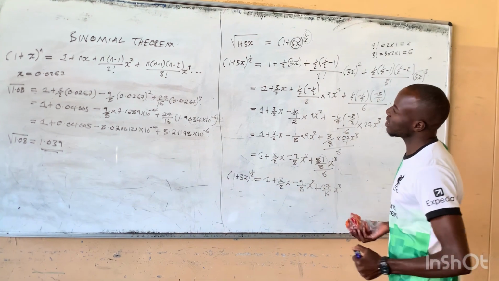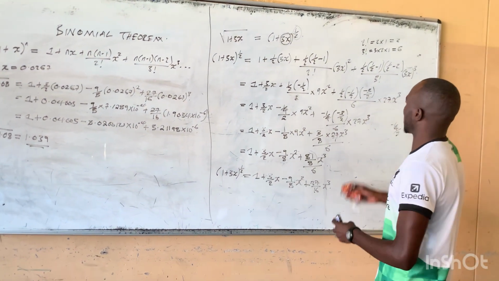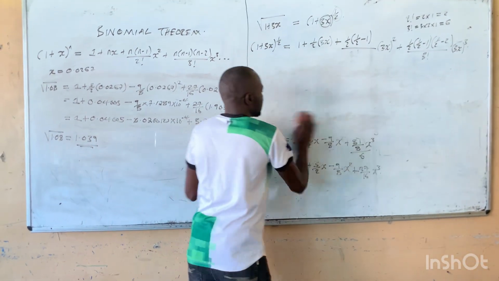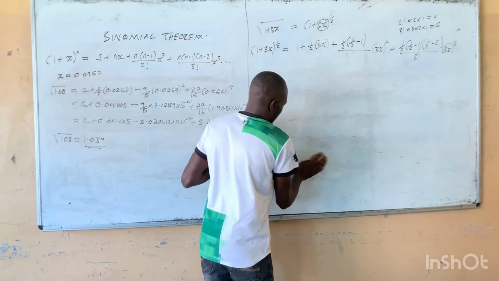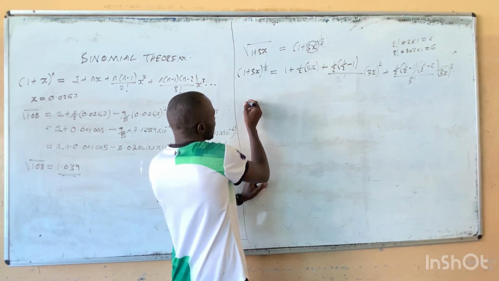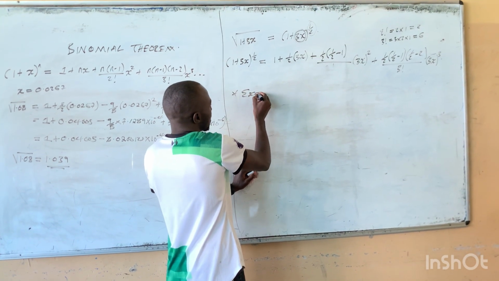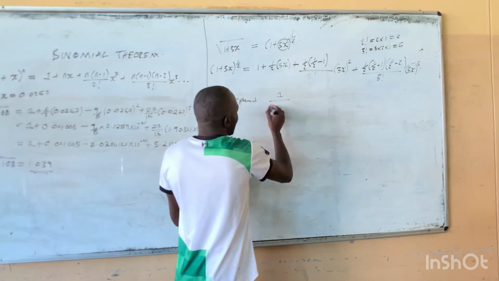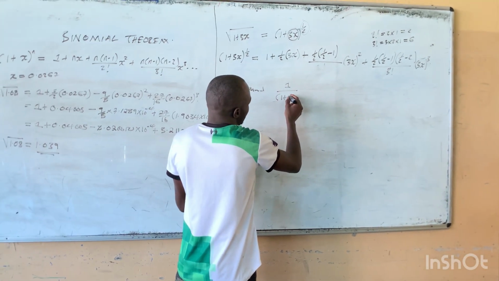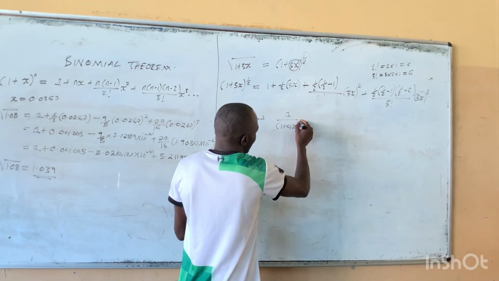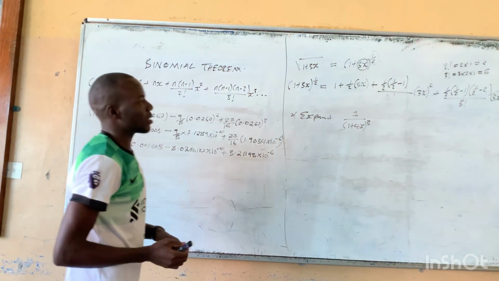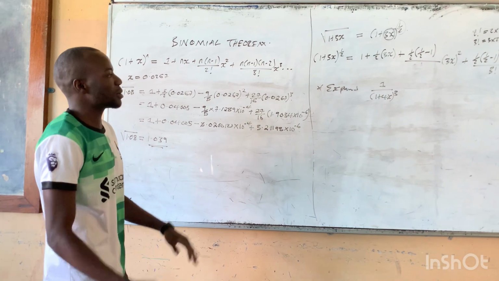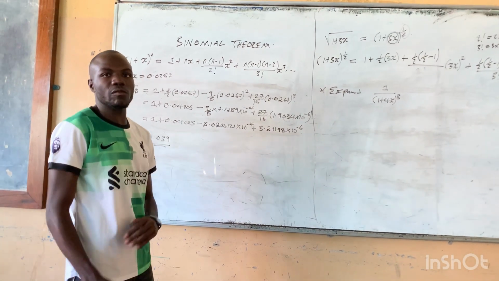The other point, just in case they ask you something like this. There are some questions which they will ask you. For example, they may ask you to expand maybe 1 over (1 plus 4x) raised to the power 3. When you expand that one up to maybe the third term, when you're given something like this, don't get confused.